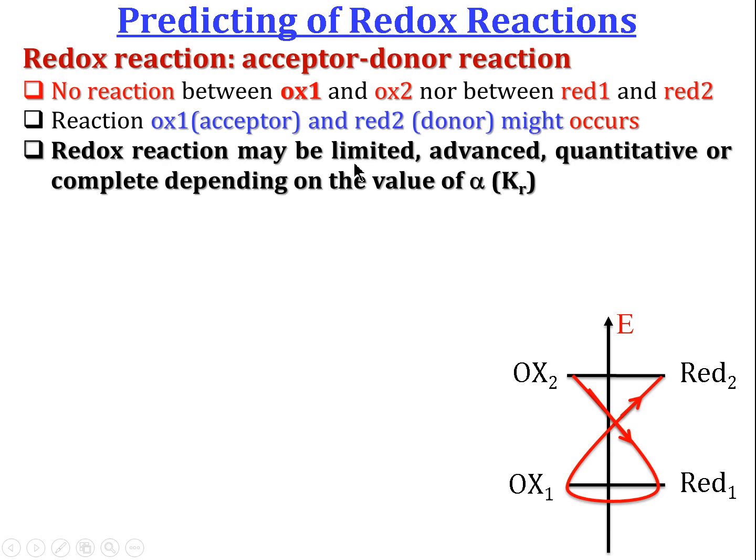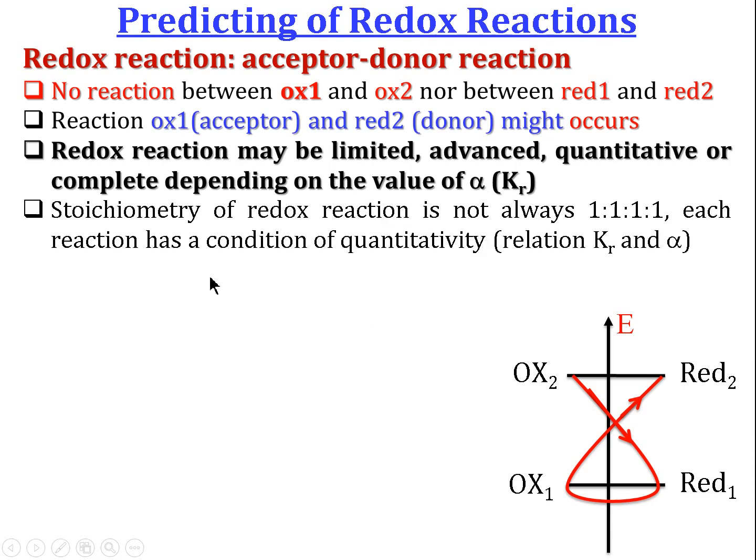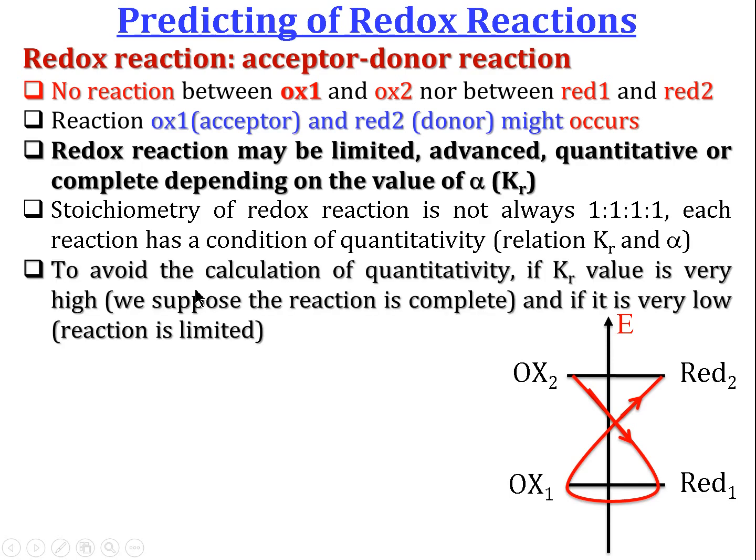The redox reaction may be limited, advanced, quantitative, or complete, depending on the value of alpha, so depending on the K of the reaction. Since most of the redox reactions do not have the stoichiometry 1:1:1, the condition Kr greater than 10 to the power 6, which is the quantitativity of the reaction, could not be applied in this case. So to avoid the calculation of the condition of quantitativity for the redox reaction, we will suppose if K of the reaction is very high, the reaction is complete, or we can say K of the reaction is very low, so the reaction is limited.